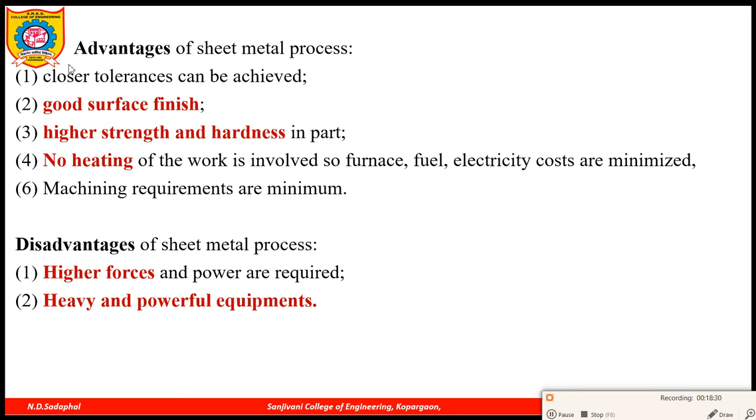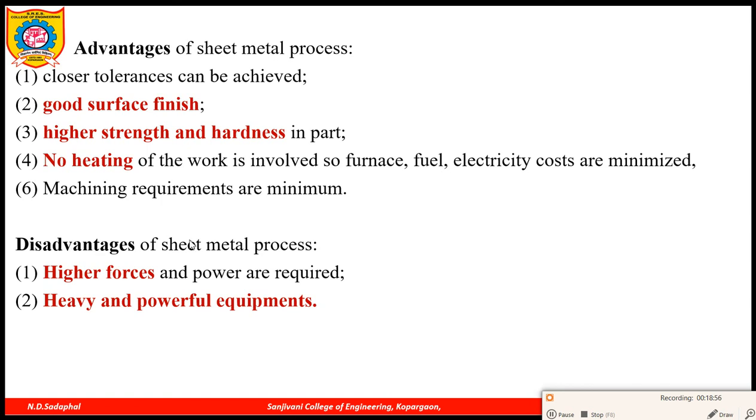So what are the advantages? In sheet metal processes, closer tolerance can be achieved, so we can produce exact dimensions. Surface finish is good because there will not be any heating. The strength or hardness of the sheet metal component is more. There is no heating, so there is no requirement of furnace, fuel or electricity.